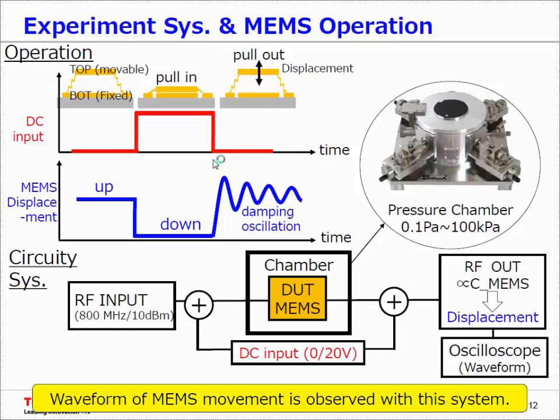And this is the block diagram of the circuitry system. Two points. First, the displacement is observed through the changes of capacitance from the input and output of a radio frequency signal. The second is that the device under test is put into a chamber here, and the pressure inside the chamber can be controlled from 0.1 kilopascal to around 100 kilopascal. And the waveform is finally stored in an oscilloscope.